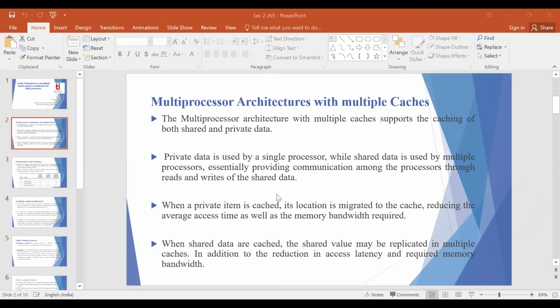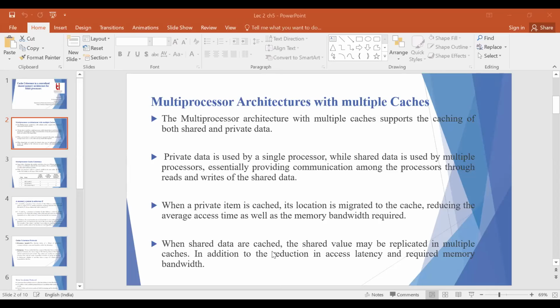A private data is used by a single processor while a shared data is used by multiple processors, essentially providing communication amongst processors through reads and writes of the shared data. So I don't need to explain all this. When a private item is cached, its location is migrated to the cache, reducing the average access time as well as the memory bandwidth which is required.